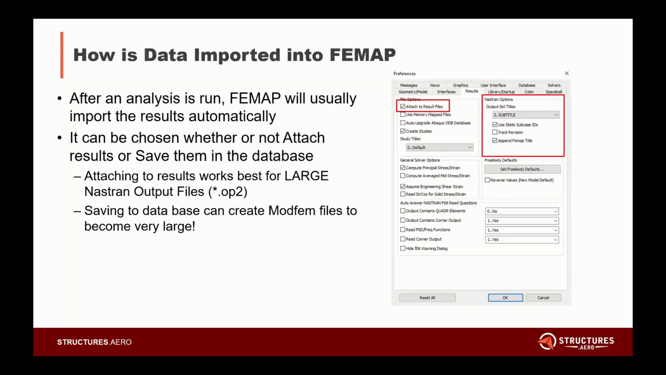Another option I have boxed out in red is the Nastran options for subtitles and appending the Femap title. This shows how, when you're looking at your Nastran output sets, you can change how it's naming them. The default is it'll just say case 1, case 2, case 3. What I had it set to here will actually use the same load case ID in the output set ID and the same load case title.